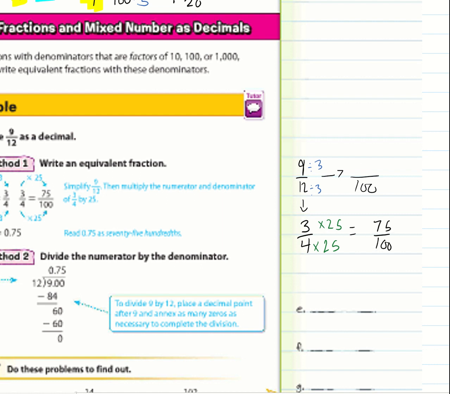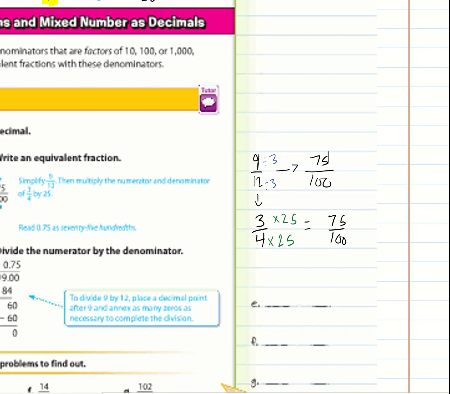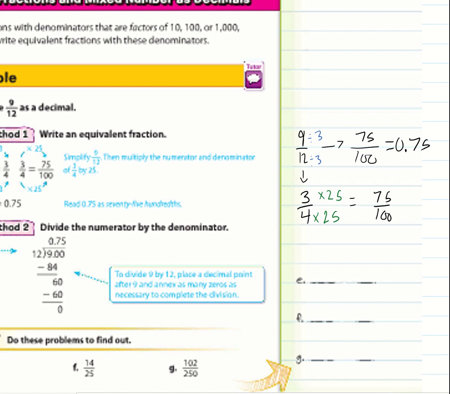So 9 over 12 is equivalent to 75 over 100. Now that we're at 75 over 100, as a decimal, we know we can work backwards. Since our denominator is 100, this is going to be 75 hundredths as my decimal. That is method 1.